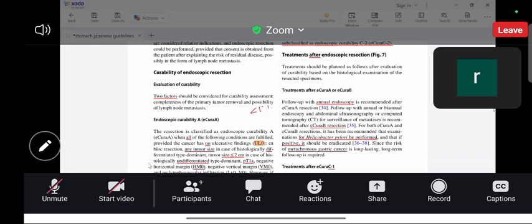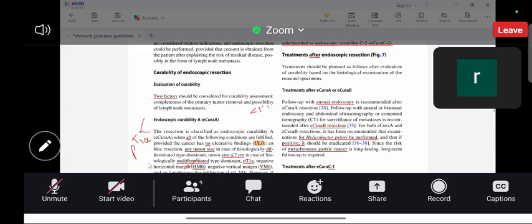Even if it is undifferentiated and less than or equal to 2 centimeter, and PT1A, all the margins are negative. Horizontal margins we write as HM0 and negative vertical margin. So all the favorable things should be there. No lymphovascular infiltration. So the tumor is PT1A and all favorable, all margins negative, no lymphovascular invasion.